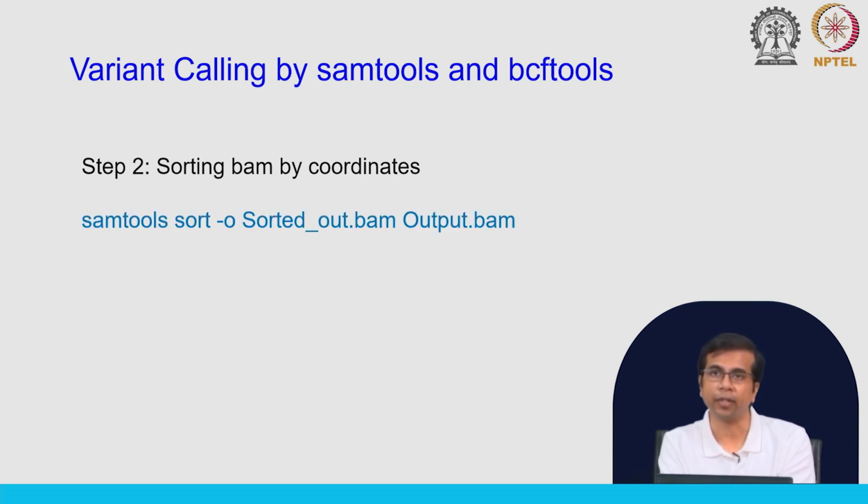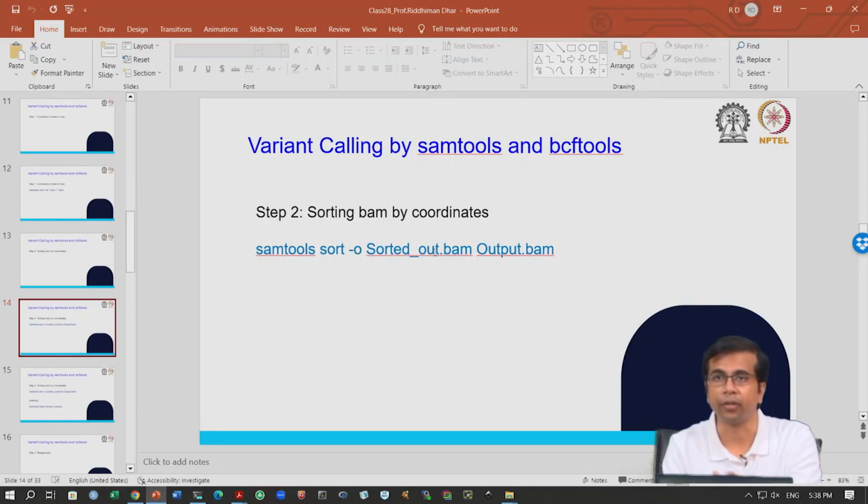So, again this is the samtools sort command. And then you have the option -o. Here the notation is slightly different. -o means this is the output file name. So, sorted.bam is the output file name, and output.bam is the input file. Let us now go into the terminal, otherwise you might get confused with all these commands.